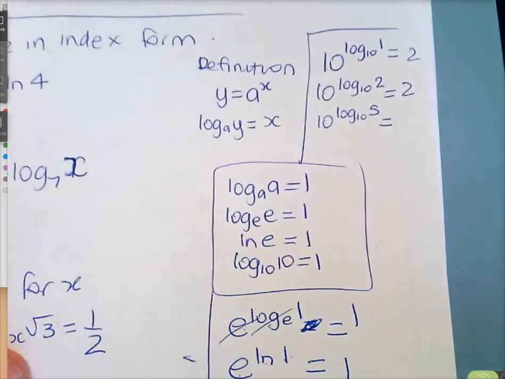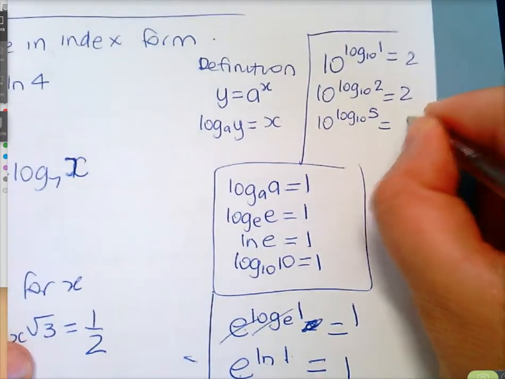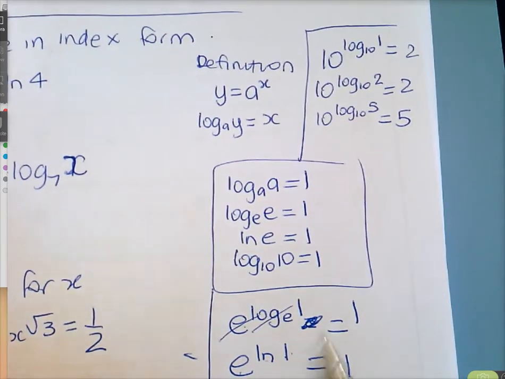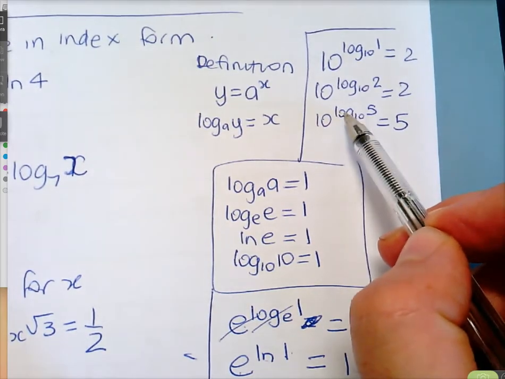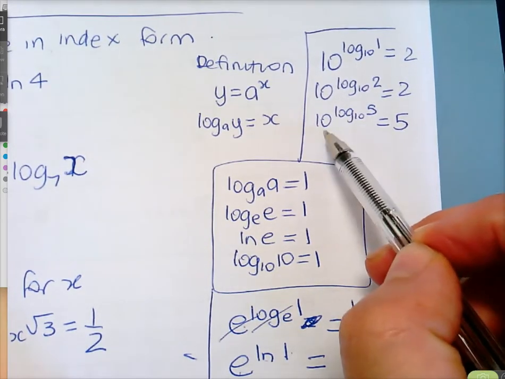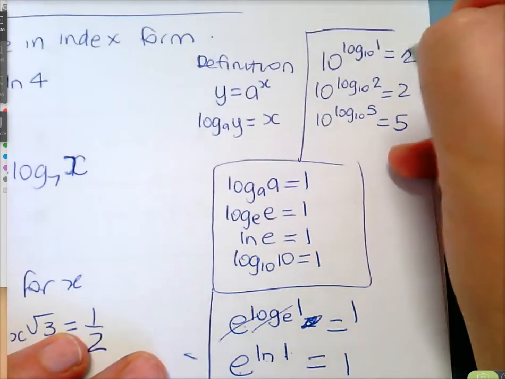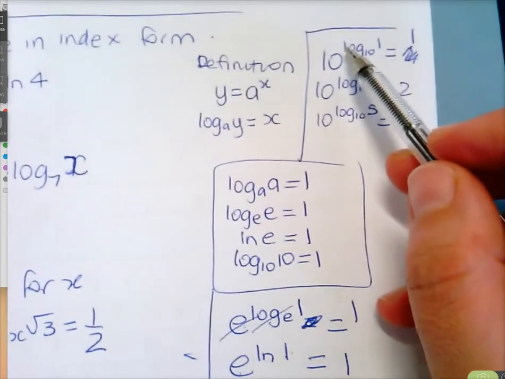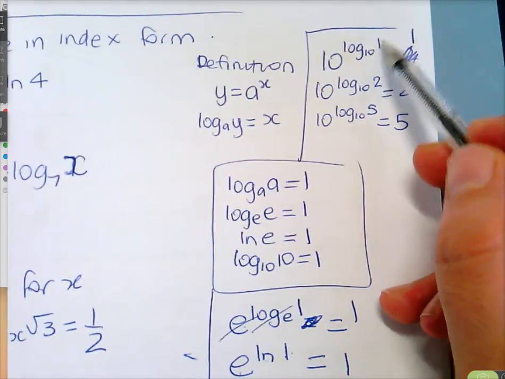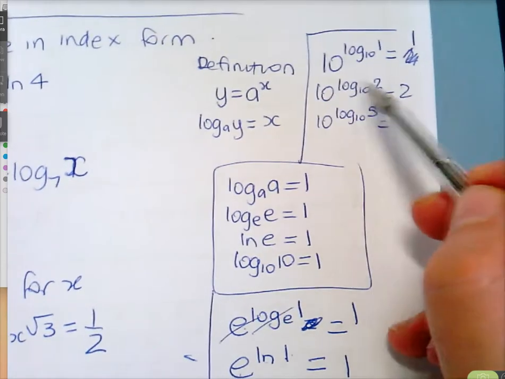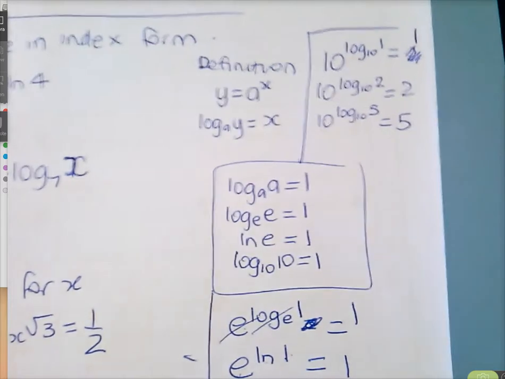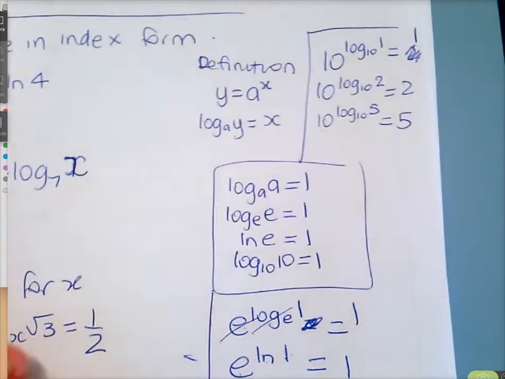All right, so 10 to the log 10 of 5 is 5. So girls, whenever you see log, that means 10 to the power of. Oh, it's a 1. 10 to the power of log 1. 10 to the power of log 2. 10 to the power of log 5. Tell me what you get. You're exploring.